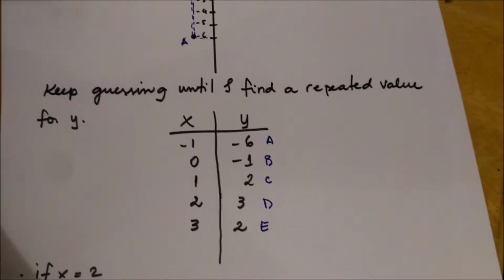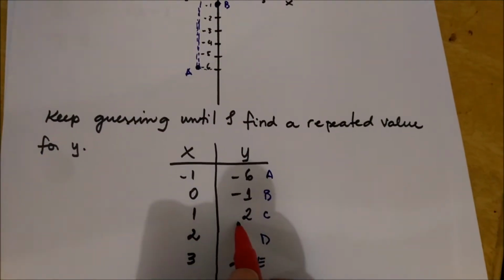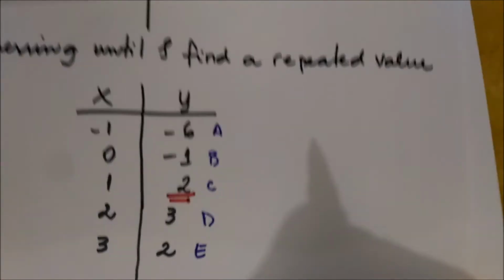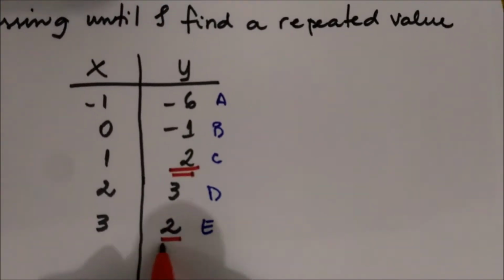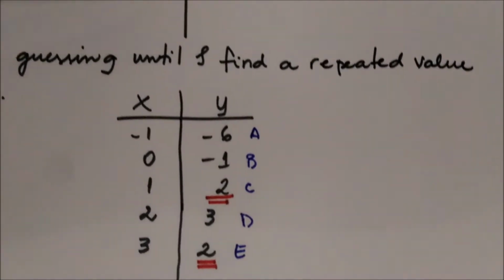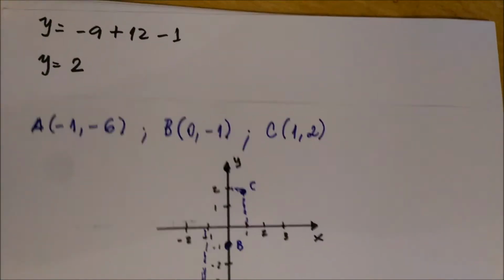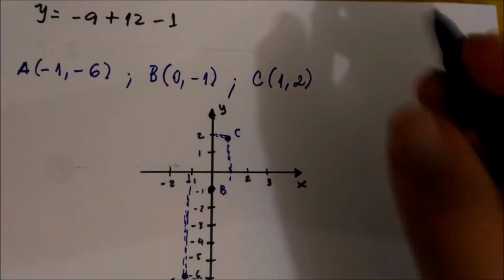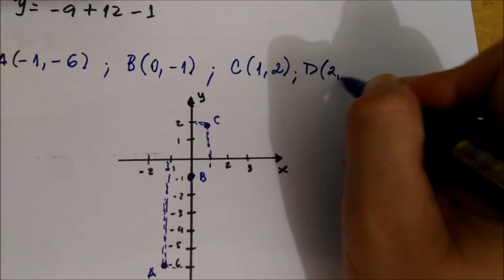So something has just happened. We found that the y in the point C is the same as the y in the point E. But they have different x's. That's great. Let's write these points over here. Point D is 2 and 3. And point E is 3 and 2.